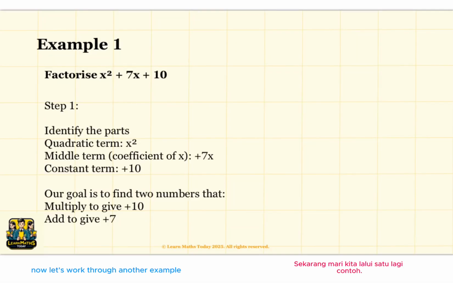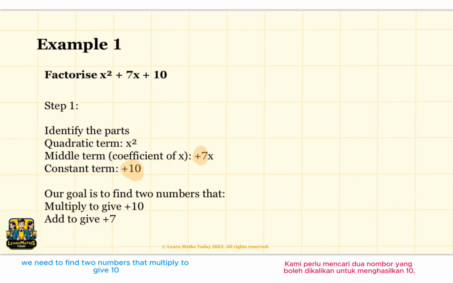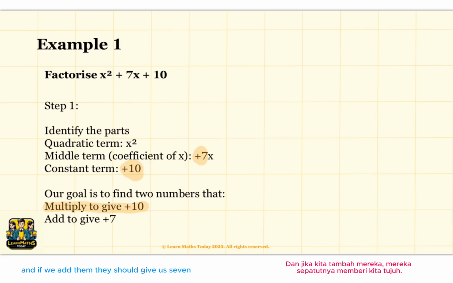Now let's work through another example step by step. Let's factorize x squared plus 7x plus 10. We have the quadratic term x squared, the middle term 7x, and the constant term 10. First, we need to find two numbers that multiply to give 10, and if we add them, they should give us 7. Here we can list all the factor pairs of 10.